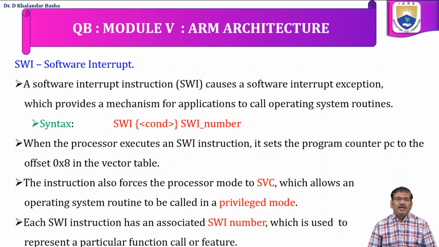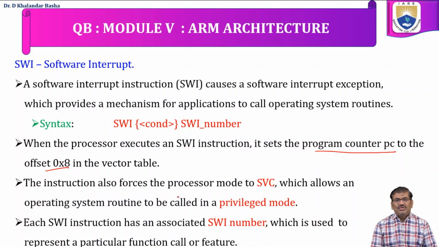The next is software interrupt, that is SWI. The software interrupt instruction causes a software interrupt exception, which provides a mechanism for applications to call operating system routines. The syntax of the instruction is SWI, condition, which is always optional, then the software interrupt number. When the processor executes an SWI instruction, it sets the program counter to the offset value 8 in the vector table.